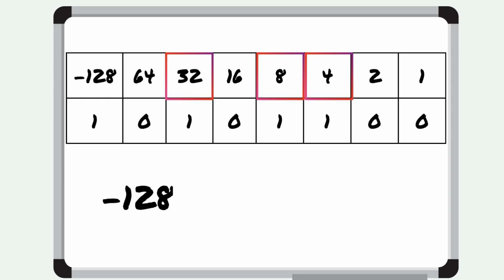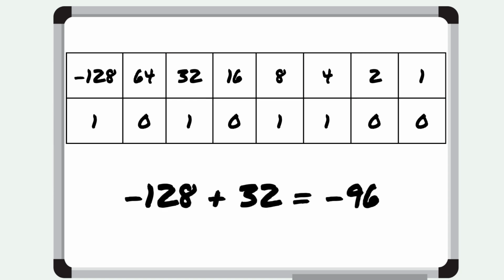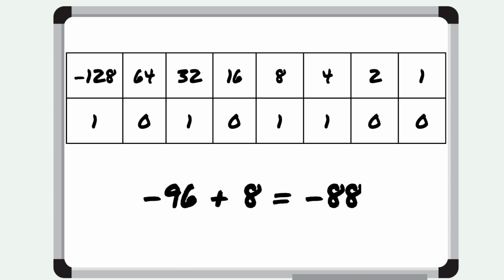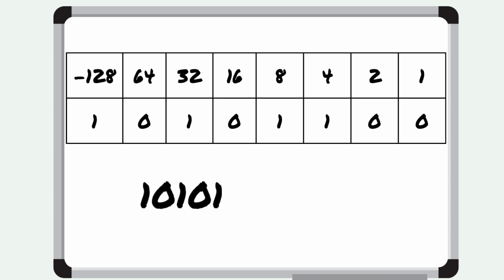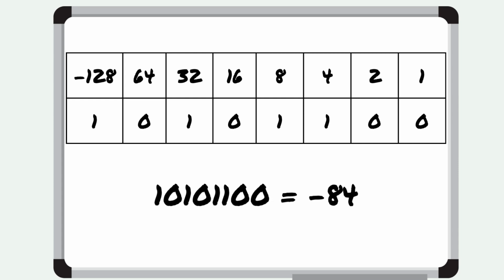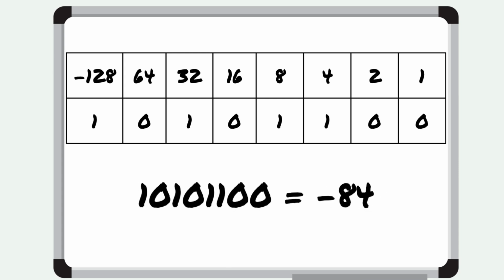Now we add these numbers to our negative 128. Negative 128 plus 32 is negative 96. Negative 96 plus 8 is negative 88. And negative 88 plus 4 is negative 84. So now we know that this 2's complement binary number represents the decimal number negative 84.